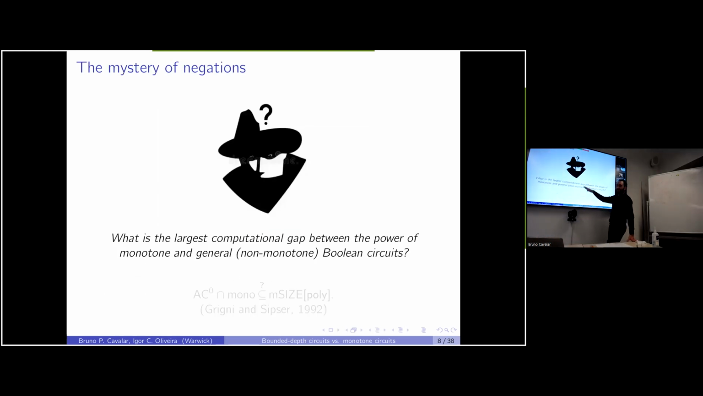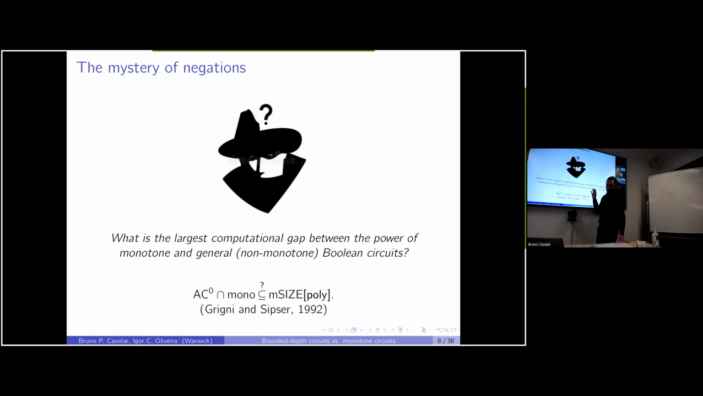So you have this mystery of negations, right? On one side you have exponential or superpolynomial lower bounds for functions in NC2, like recently, and you have these things in AC0, for which you only get monotone AC0 lower bounds. So can you go very low in the non-monotone world and very big in the monotone world with respect to lower bounds? This was concretely asked by Grigni and Sipser in 1992. Can every monotone function computed in AC0 be computed by polynomial size monotone circuits?